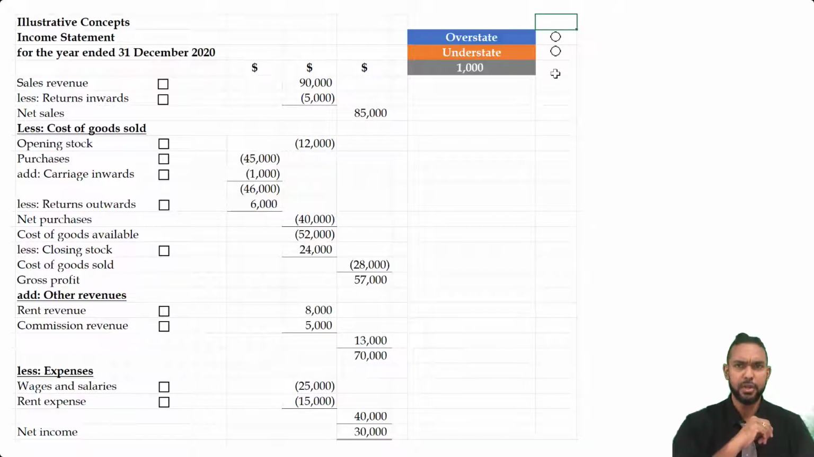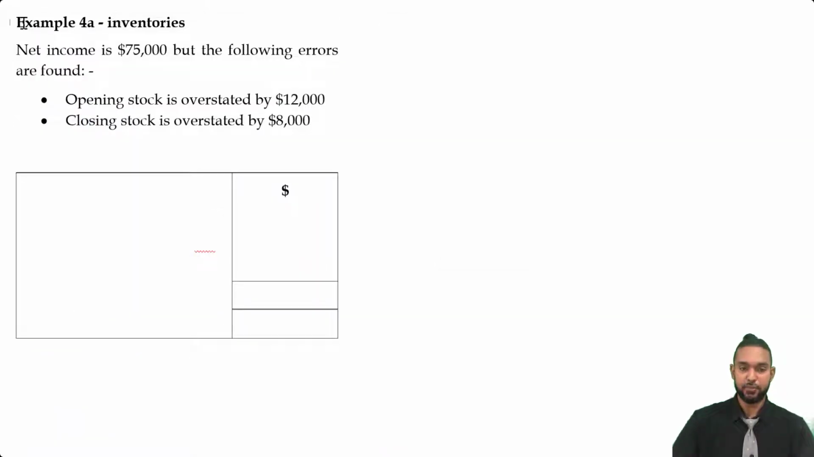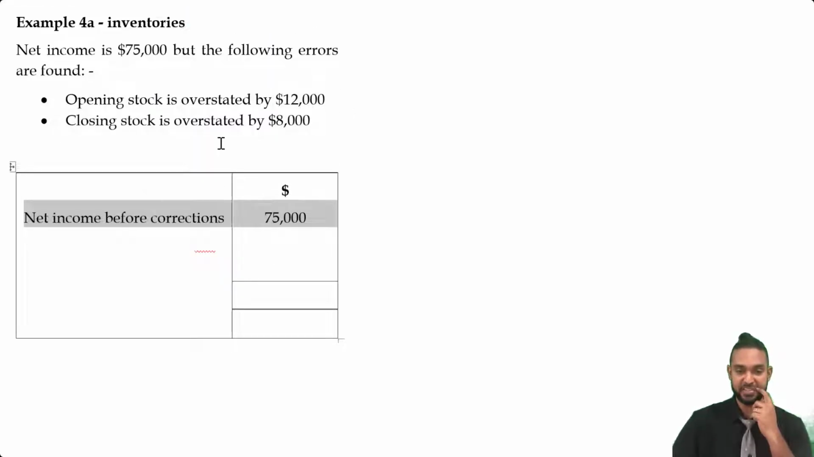Let's go back to the Word document and work out a little table as with the rest of the items. Okay, so for example 4A for inventories, net income is 75,000, but the following errors are found. So opening stock is overstated by 12. Closing stock is also overstated. So let's put in the net income of 75. Now if opening stock behaves like an expense, it's a net income move in the opposite direction.